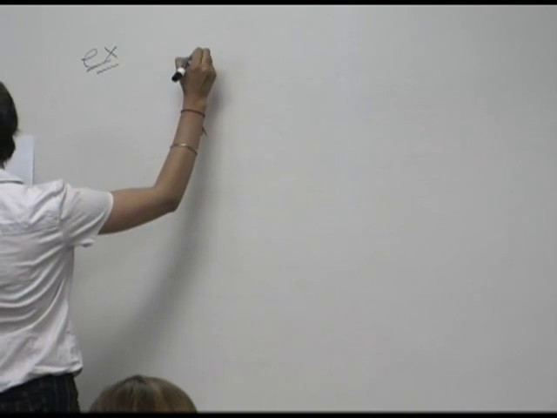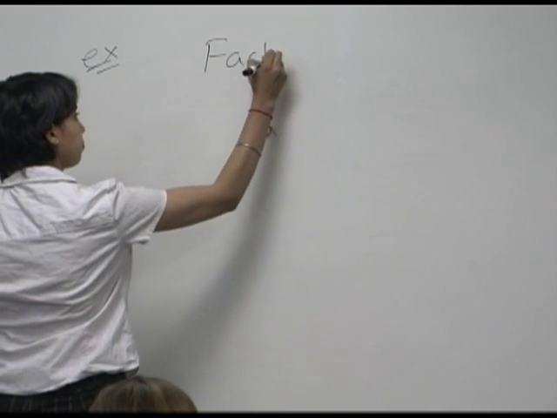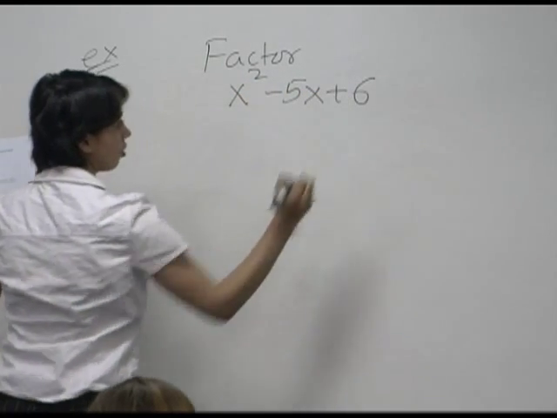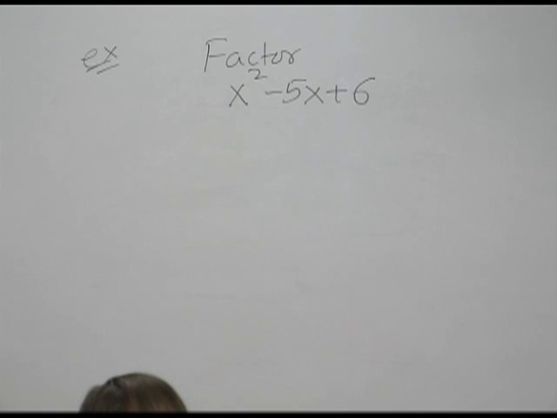Another example is factor x squared minus 5x plus 6. That's an easy one to factor. X squared minus 5x plus 6.